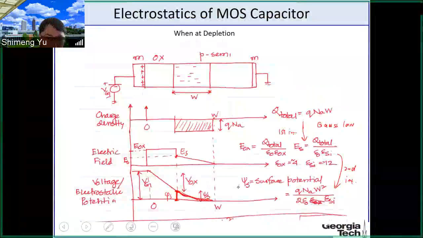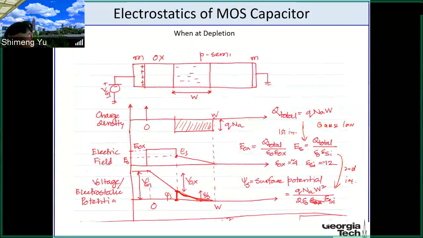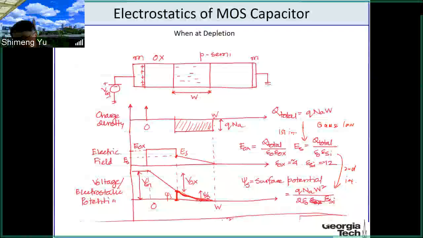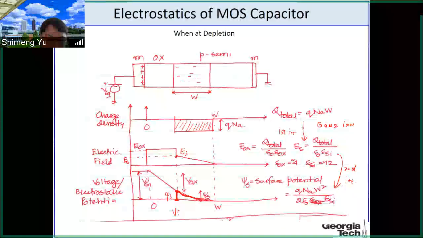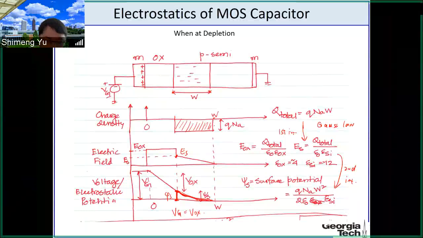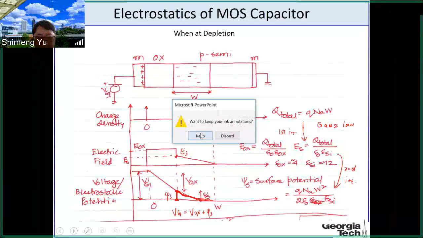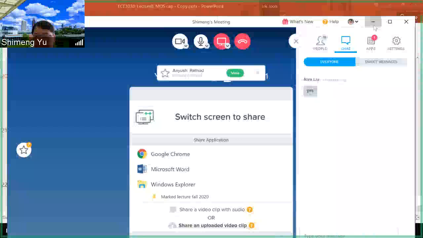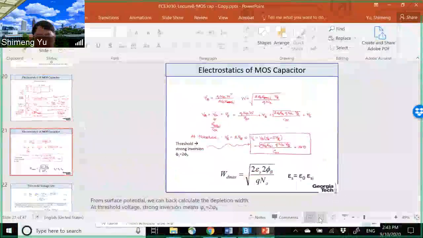So here the Vg still doesn't work. The gate voltage dropped across the oxide and the depletion region. So the oxide has a Vox and the depletion has a phi s. So Vg, okay, it works. Alright. So any questions so far? Okay, then let's move on.